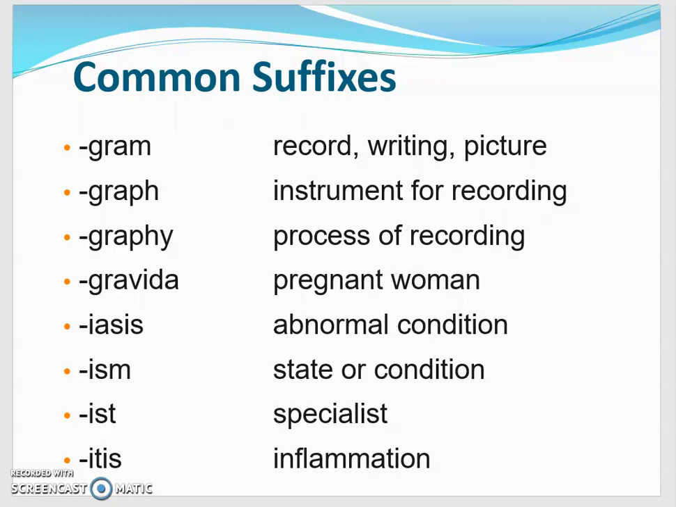So I'm a rad tech. So when I go in to take a picture, an x-ray of someone, I am engaged in the process of radiography, the process of taking an x-ray, of recording an x-ray. The instrument I'm going to use is my radiograph. That's the x-ray machine, the instrument I'm going to use to record it. And when I physically have that x-ray in my hand, that is going to be a radiogram. That means it's a writing, a record, or a picture.